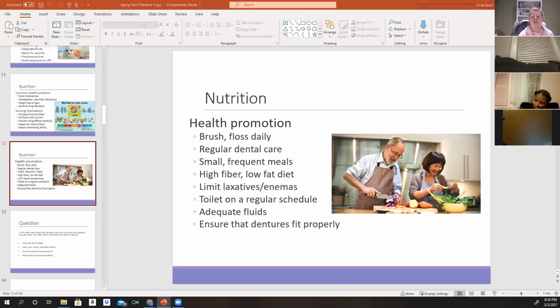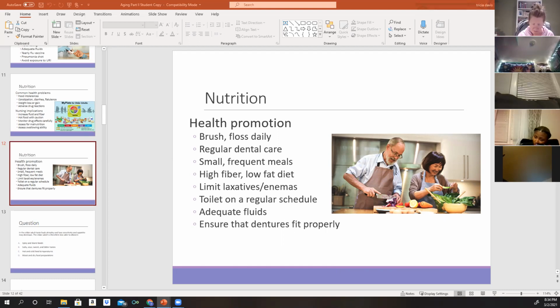We want to make sure we're toileting them on a regular schedule. Ask them when you come in the room if they have to go to the bathroom. Do they feel like they have to have a bowel movement? Giving them adequate fluids. And then if they do have dentures, making sure that their dentures fit properly.